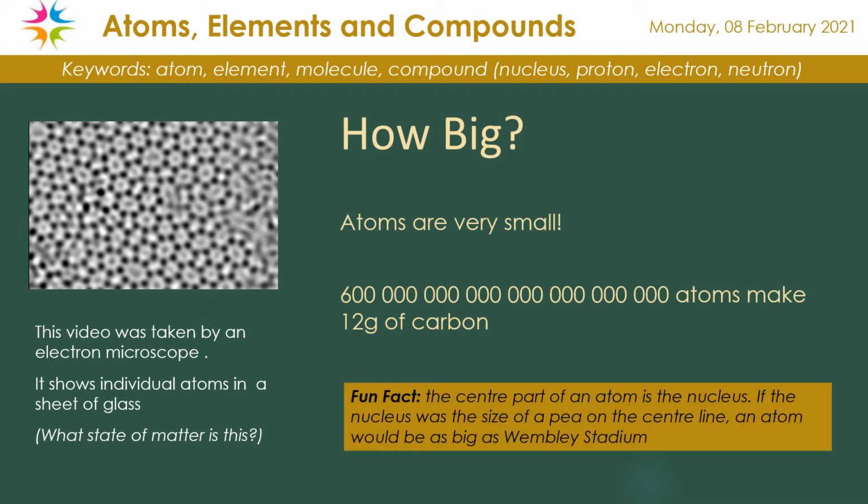So that's that one. Also, if you want to look at the internal parts of an atom, the subatomic particles, if you took the nucleus as the size of a pea and you put it on the center line of Wembley Stadium football ground, the electrons would be orbiting around more or less where the stands are. So the nucleus is very tiny compared with the size of an atom. And the atom is very tiny compared with anything that you can see.